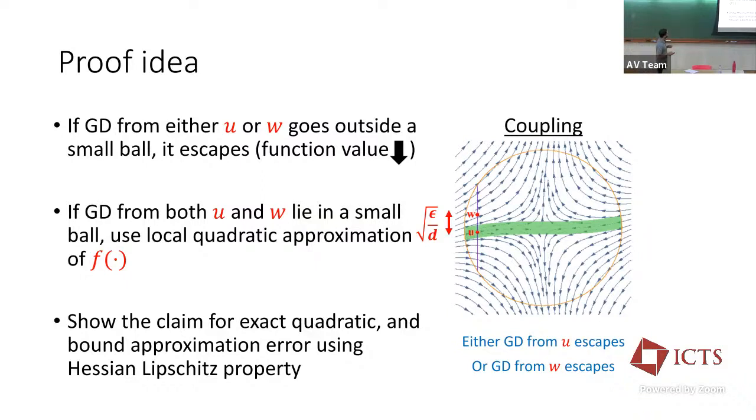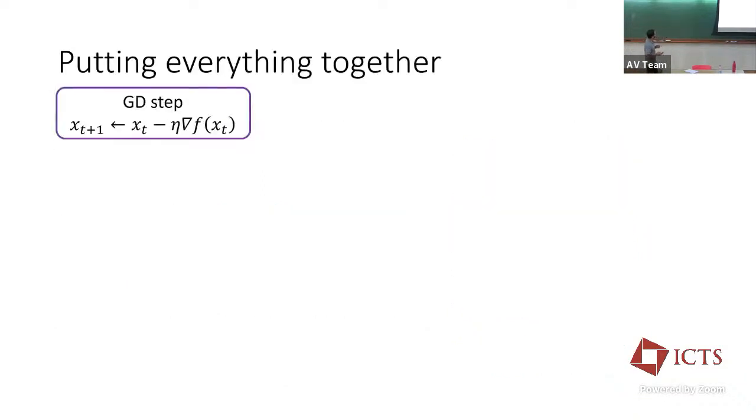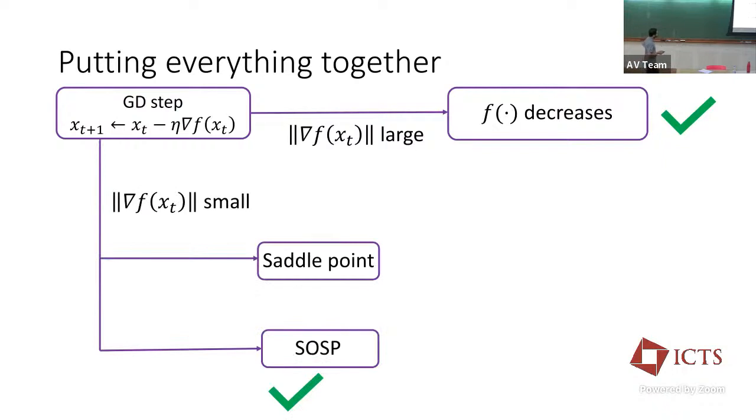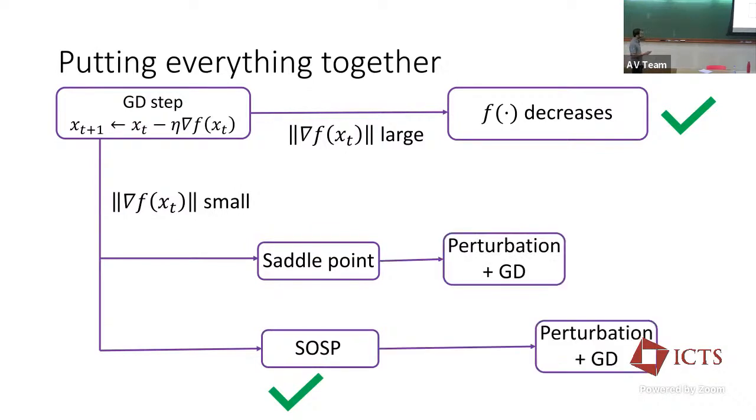Okay. So, putting everything together, we have this gradient descent step, and we saw that if the norm of the gradient is very large, the function value decreases just by using this argument. And if the norm of the gradient is small, then there are two possibilities. One is that we could be at a saddle point, or we could be at a second order stationary point. If we are at a second order stationary point, we are okay. But we don't know whether we are at a second order stationary point or a saddle point. So in both cases, we end up adding perturbation and then running gradient descent, right?